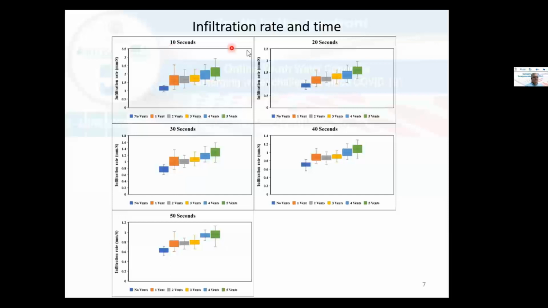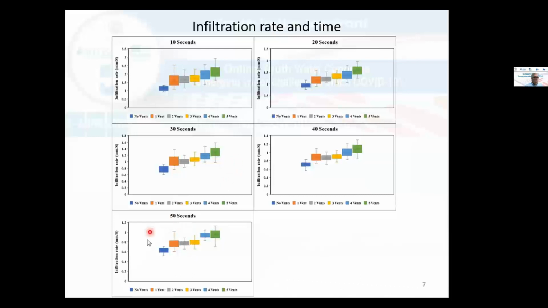In this figure, we can again see this rate of infiltration in detail, where we have compared, at each 10-second interval, how the infiltration rate has changed with increasing number of vents. This blue is for the no vents case, and this is for 1, 2, 3, 4 and 5 vents. In each 10-second interval across the plot, from no vent to 5 vents, there is a significant improvement in the infiltration rate.